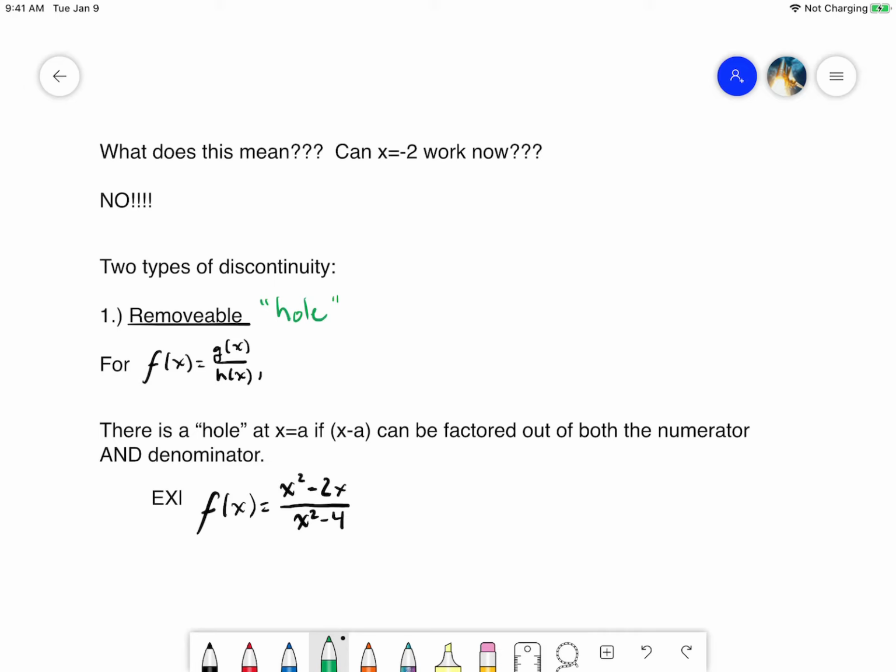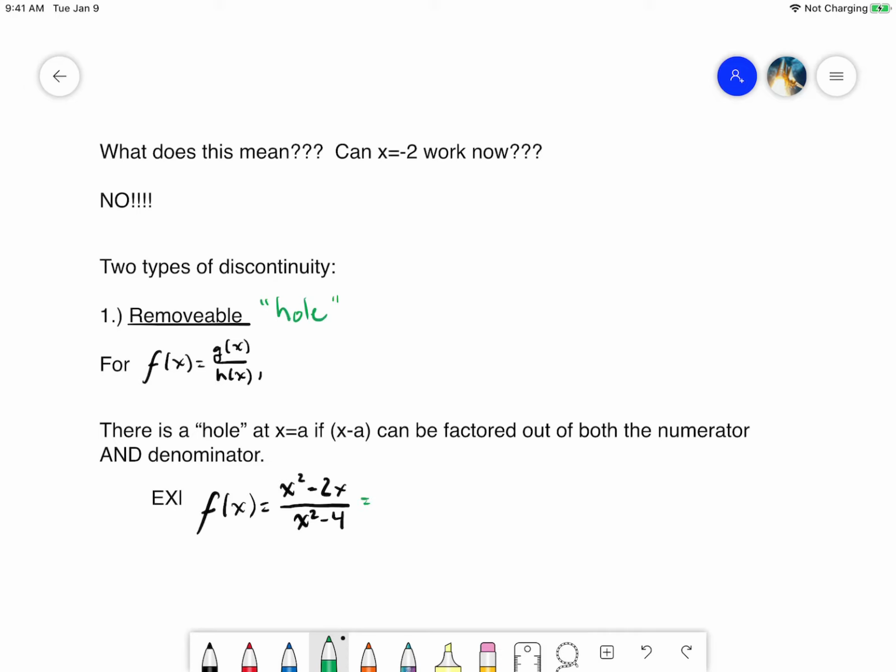So what a hole is for our polynomial, what they're saying is that there's a hole at x equals a if x minus a can be factored out of both the numerator and denominator. All right, so here we have another example, x squared minus 2x over x squared minus 4.